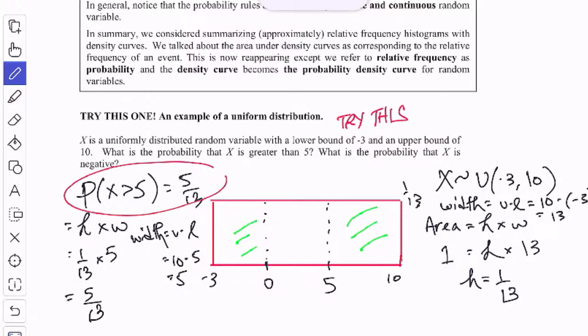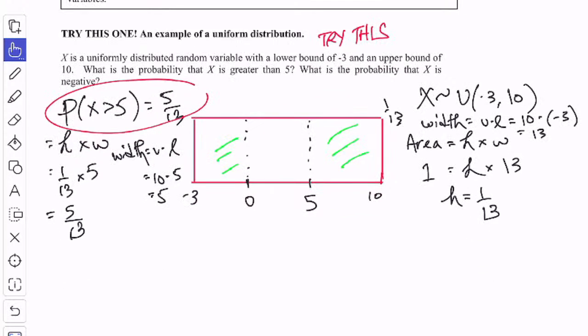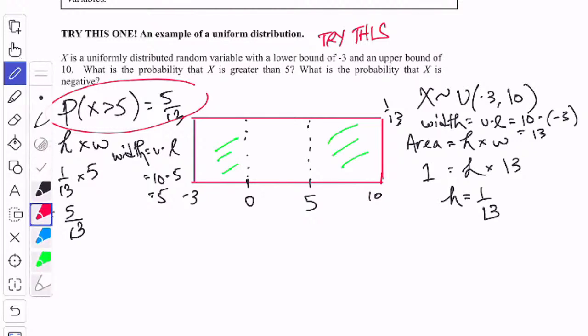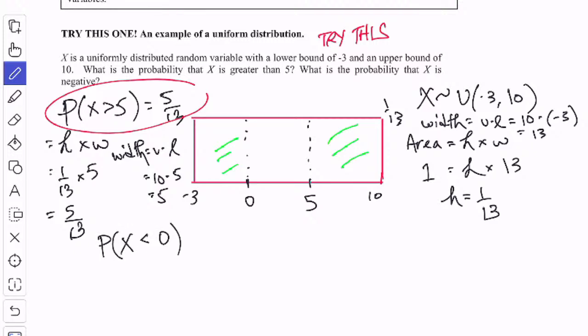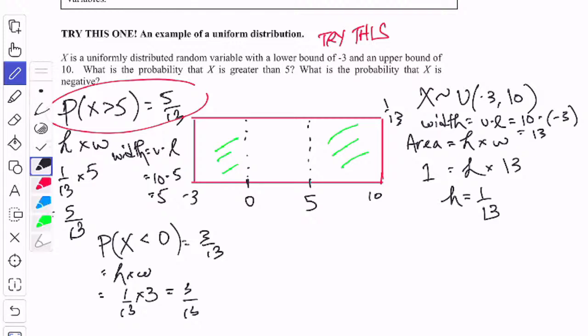So the first one is done. How about the second one? X is negative. Probability X is negative, so less than 0. So that looks like this. Same approach. Area equals height times width, height is 1/13 and the width is 3. Does everybody agree? So this is 3/13. So that's how you deal with the uniform.